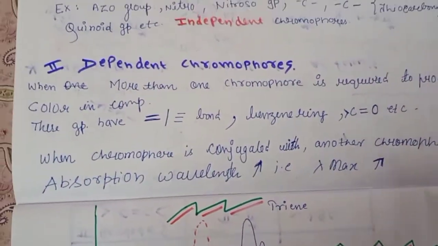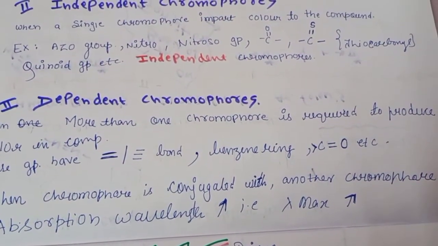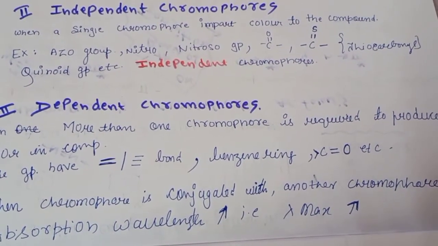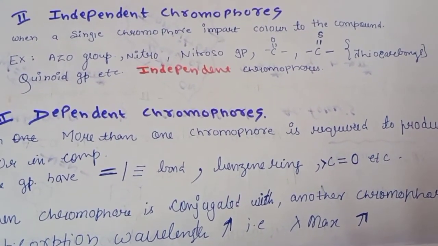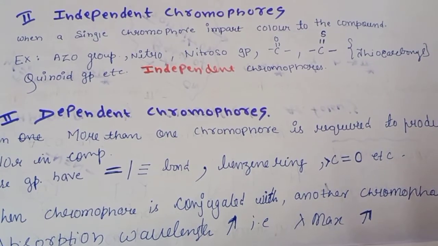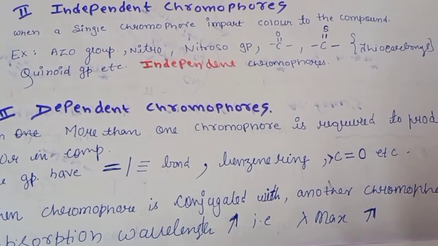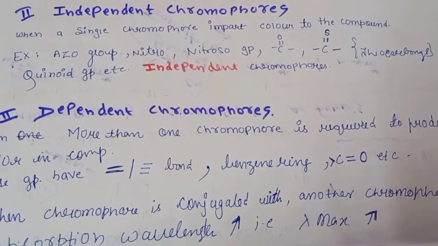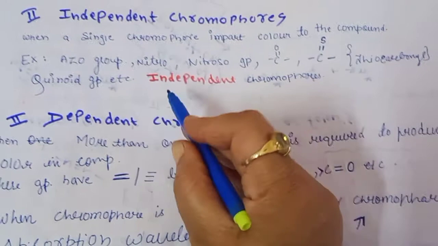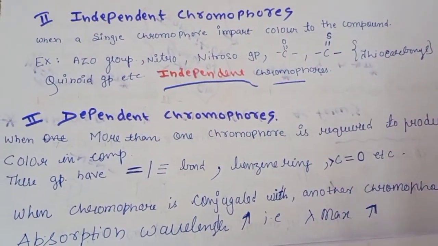The second classification of the chromophore: one type is independent chromophores, meaning they don't need any other group for their expression. When a single chromophore imparts color to the compound, for example the azo group, nitro group, carbonyl group, thiocarbonyl groups, quinoid groups, etc. All these are independent chromophores, meaning if these are present in any molecule, that compound can show the color.